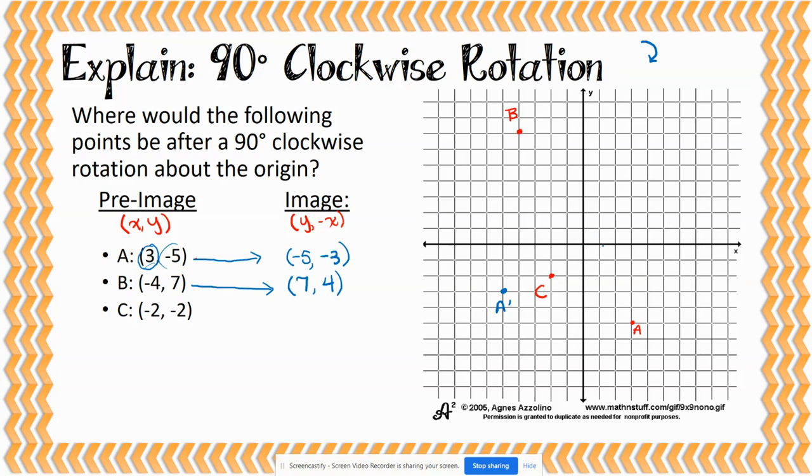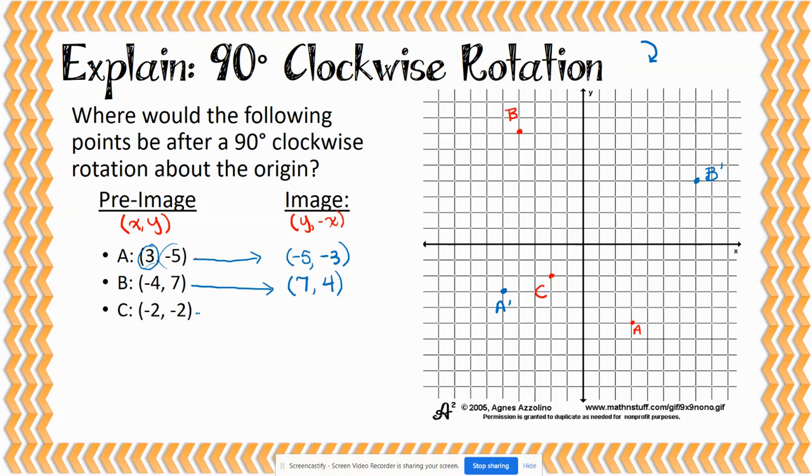Now let's put this on our coordinate plane and see if that works. So (7, 4) means I would go right 7, and then I would go up 4. And B prime would be located right here. If I look, this does look like B was rotated 90 degrees.